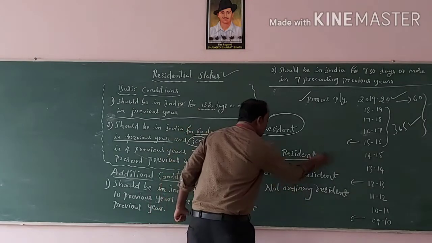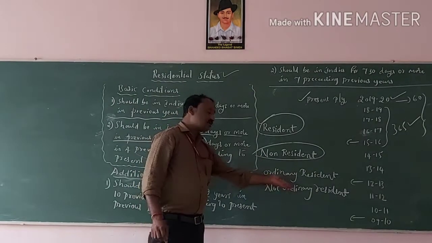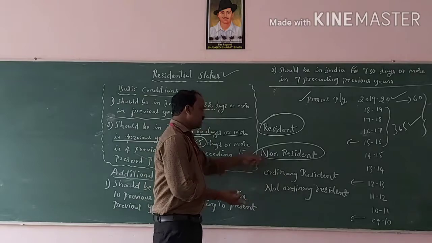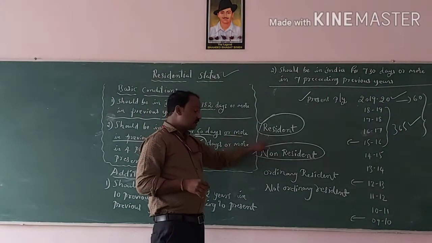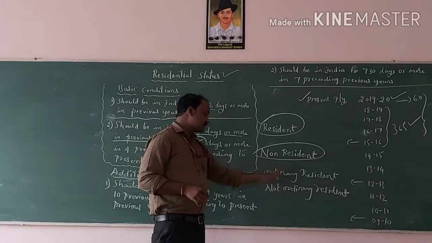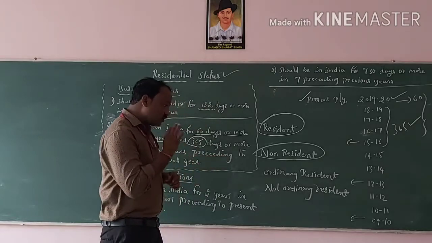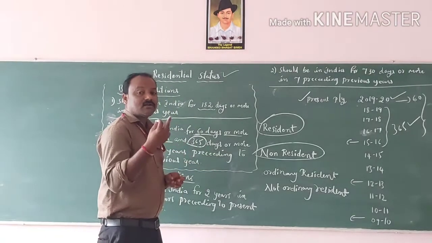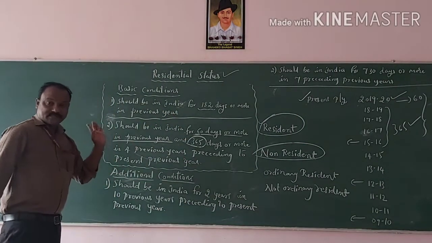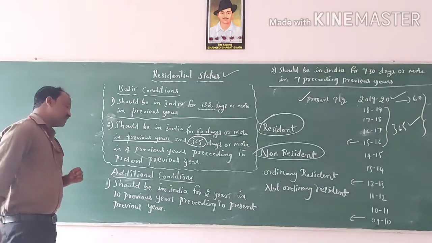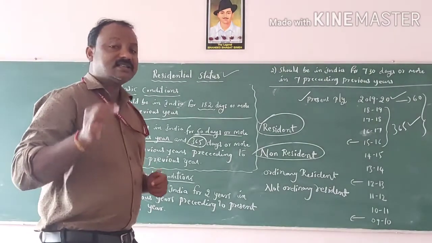If he becomes non-resident, we don't need to ascertain whether he is ordinary resident or not, because first of all he has become non-resident. If he has become resident, then we have to go for these two: ordinary resident and not ordinary resident. To ascertain this, what do we have to do? We have to apply additional conditions. Two additional conditions are there.